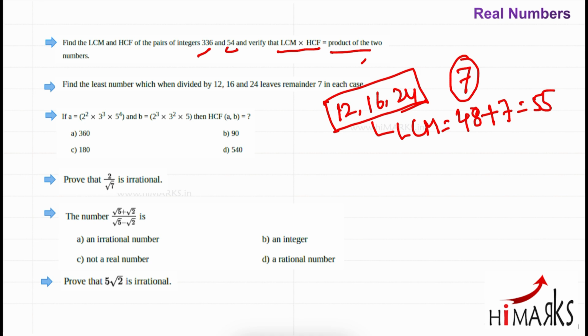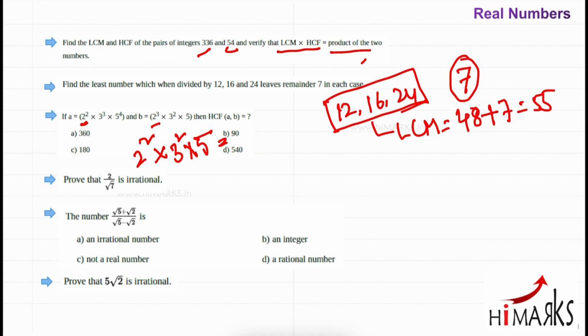Next one, again it is asked for HCF. If they are broken like that, it is good for us, as these steps are less to calculate. Here 2 square and 2 cube, so the common is 2 square; 3 cube and 3 square, so 3 square; 5 to the power 4 and here only 5, so only 5 is common. So this will be your HCF.